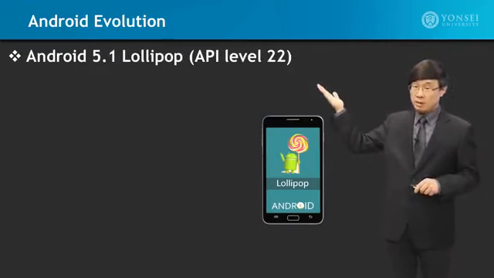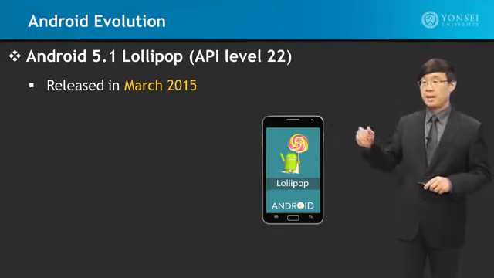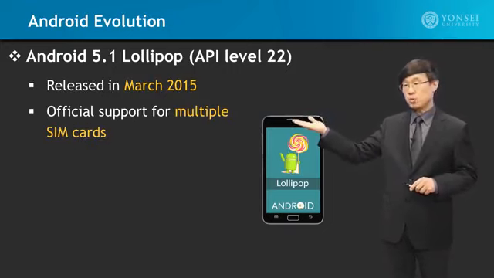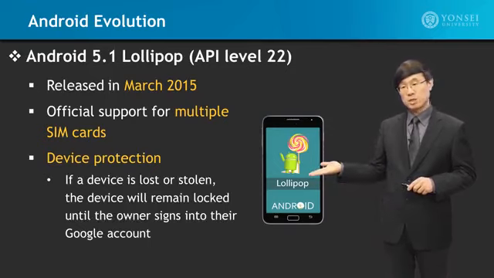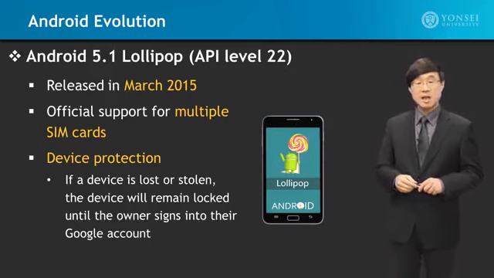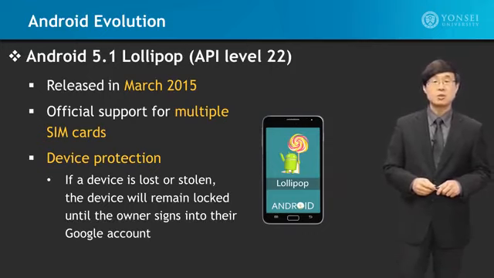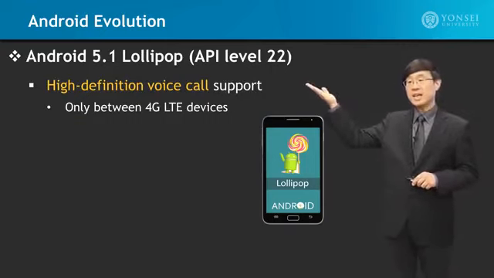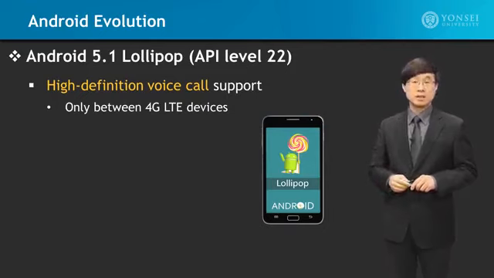Android 5.1 Lollipop reaches API level 22, and this was released in March of 2015. Official support for multiple SIM cards was enabled, and device protection was enabled as well. If a device is lost or stolen, the device will remain locked until the owner signs into their Google account. In addition, high-definition voice call support was enabled, only between 4G LTE devices.